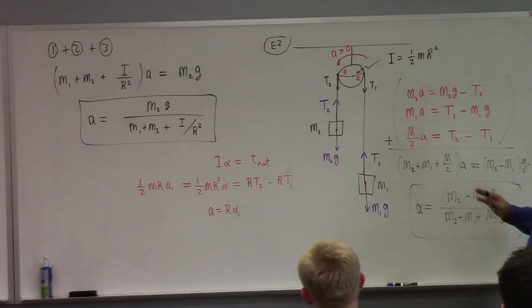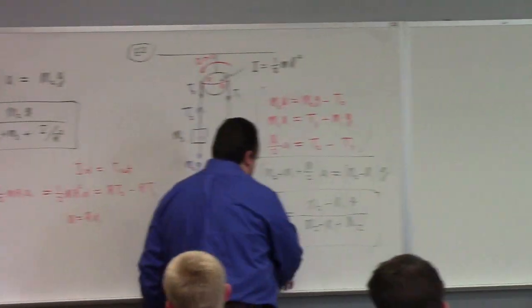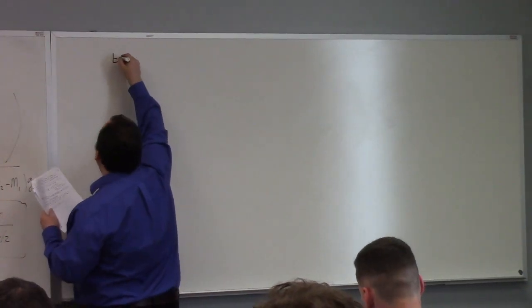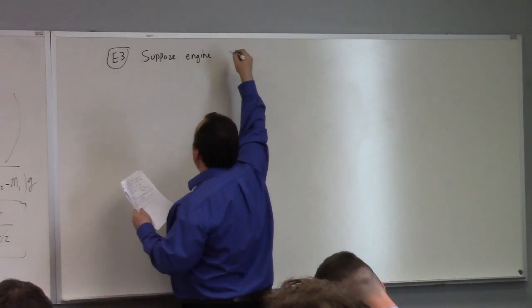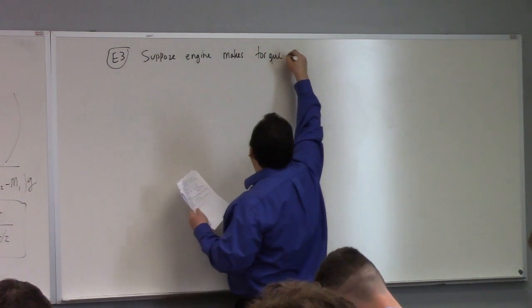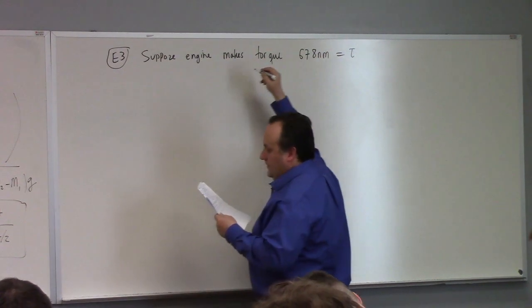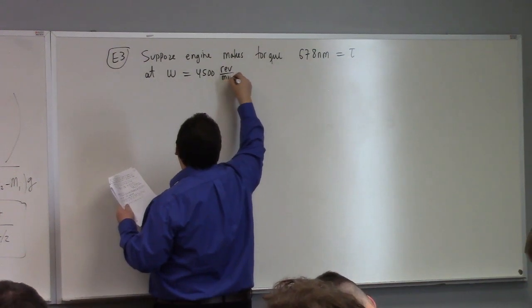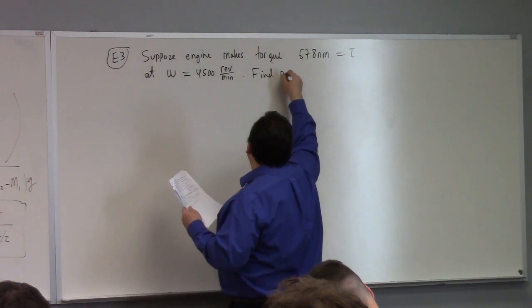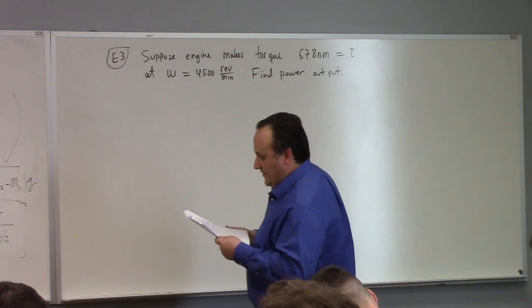All right, so I have this example in the typed notes, but I don't have a picture for it, so I wanted to do it for you today. Another example, and this is example 7 from my handwritten notes, so I guess it's example 3 for us today: suppose an engine makes torque of 678 Newton meters. That's your torque, achieved at an angular velocity of 4,500 revolutions per minute, RPMs. Find the power output. How many 100-watt light bulbs would produce an equivalent energy output?